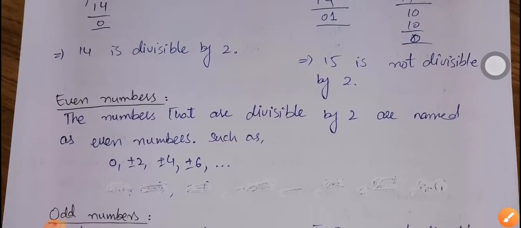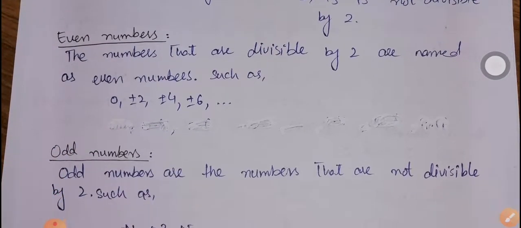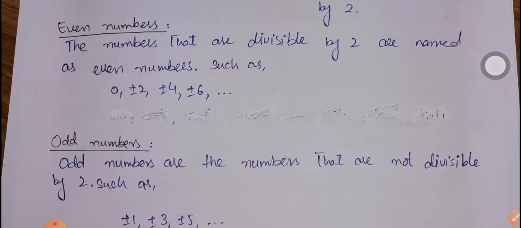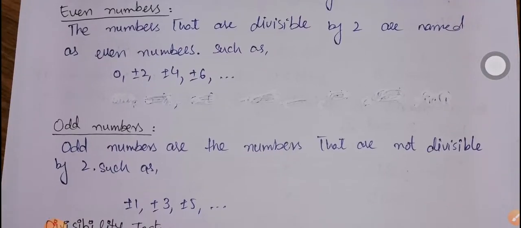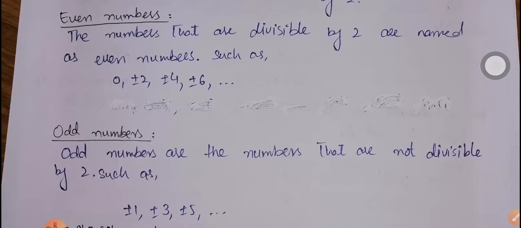Next, we have even numbers. As we have discussed divisibility, we are now able to discuss even numbers and odd numbers. If a number is divisible by 2, it is named as an even number, and if the number is not divisible by 2, it is named as an odd number.